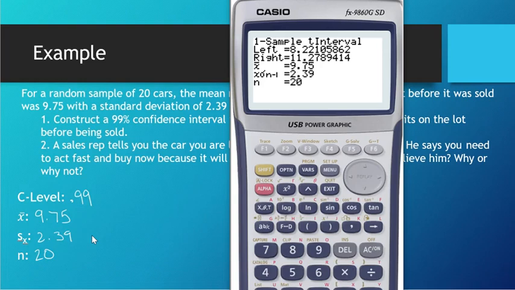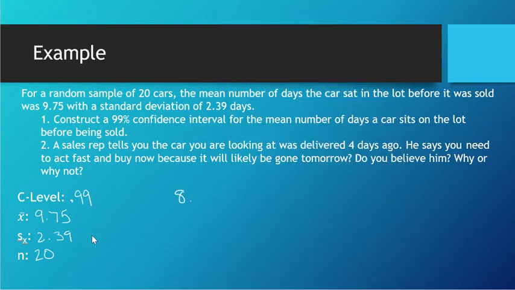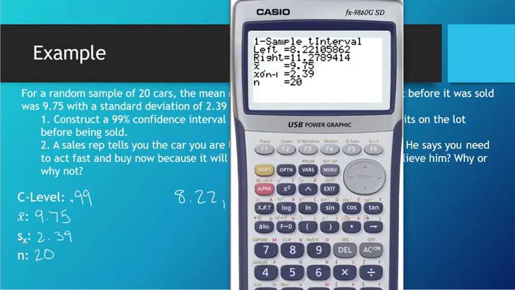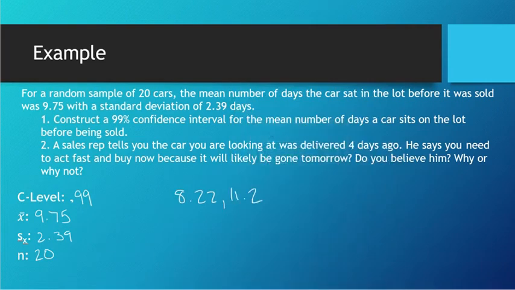So 8.22 to 11.28. That is my confidence interval, and remember how we interpret these. I am 99% confident that the true population mean is between 8.22 and 11.28 days.